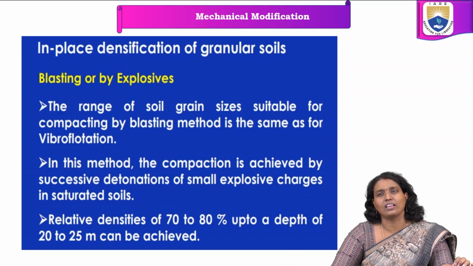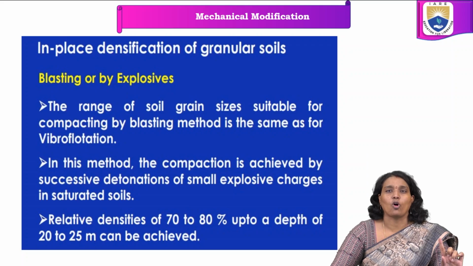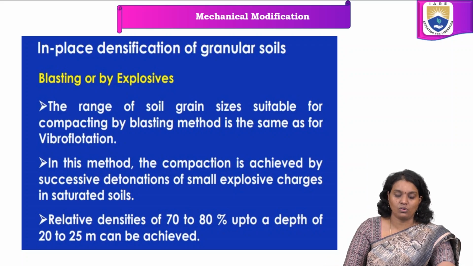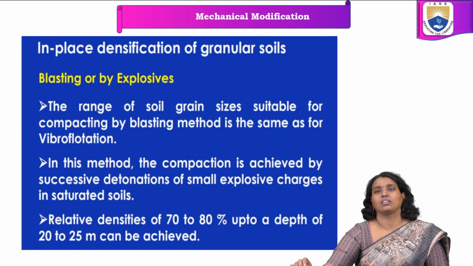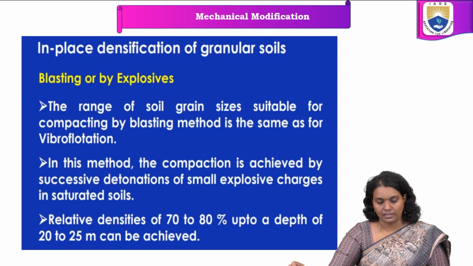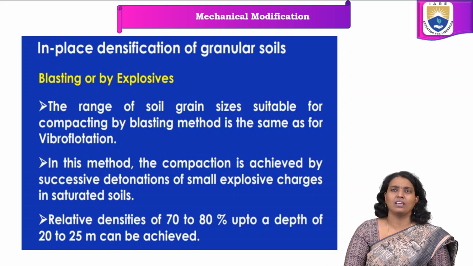The range of soil grain sizes suitable for compacting by the blasting method is the same as for vibroflotation. In this method, the compaction is achieved by the successive detonations of small explosive charges in saturated soils. Relative densities of 70 to 80% up to a depth of 20 to 25 meters can be achieved.